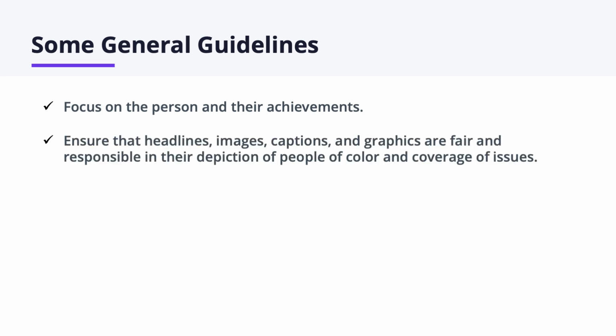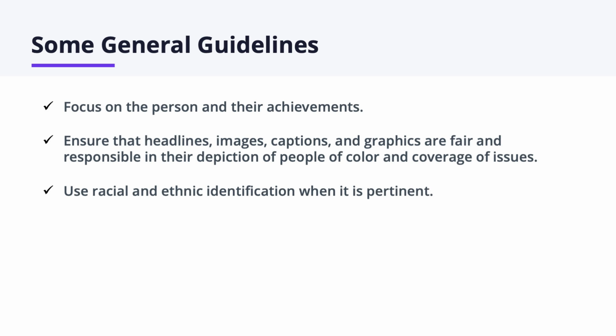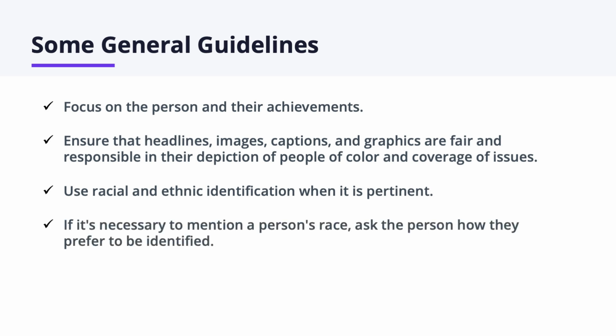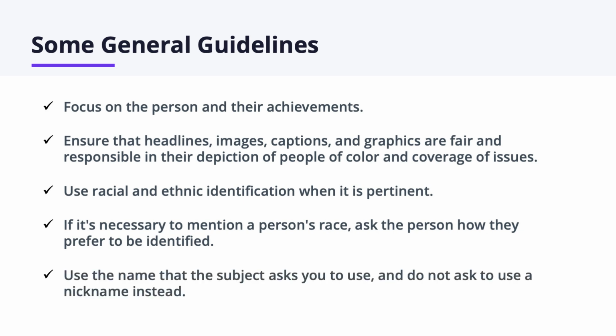You want to make sure that your headlines and your images and your graphics are all fair and responsible in their depiction of people of color and a coverage of issues. And use racial and ethnic identification when it is pertinent. If it's necessary to mention someone's race, ask them how they prefer to be identified. And when talking about a specific individual, use the name they ask you to use. Don't ask to use a nickname. These are some really basic general guidelines that you can use when you start to think about inclusive language.